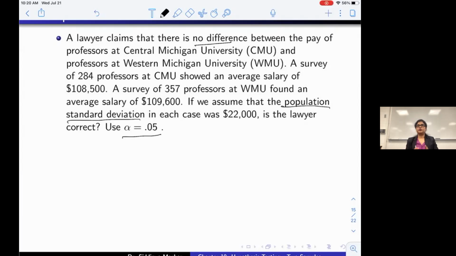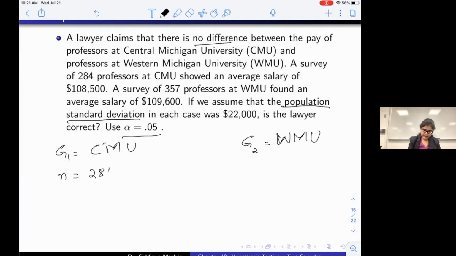Now you don't have any data in table form. All the information is written in your statement. Now you have to find out all the values to enter in your calculator. So first thing is, let's say my group 1, G1, is Central Michigan University, and group 2 is Western Michigan University. In Central Michigan University, how many professors were surveyed? They surveyed N is 284 in Central Michigan University.